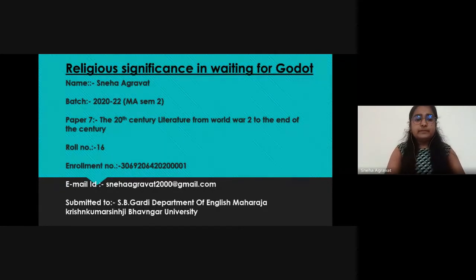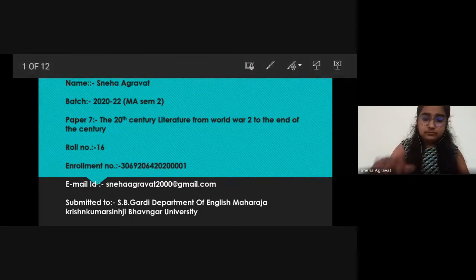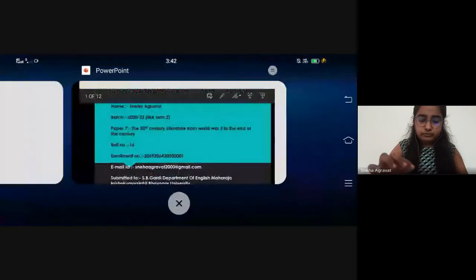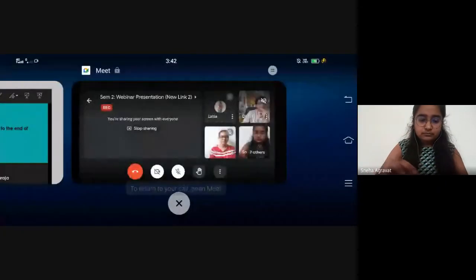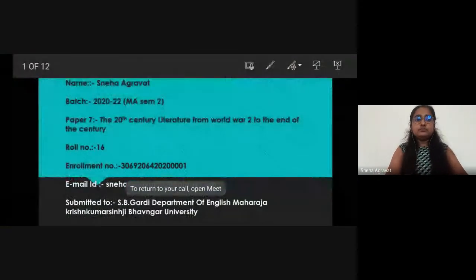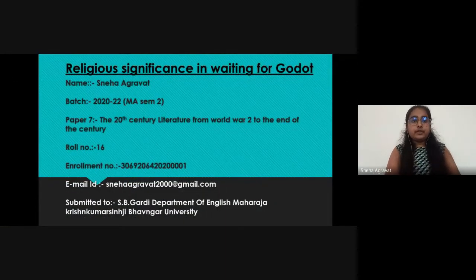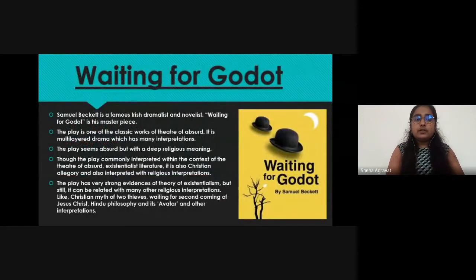Good afternoon, everybody. Today I would like to present about religious significance in Waiting for Godot. So, about the play: Samuel Beckett is a famous Irish dramatist and novelist. Waiting for Godot is his masterpiece. The play is one of the classical works of the theater of the absurd.